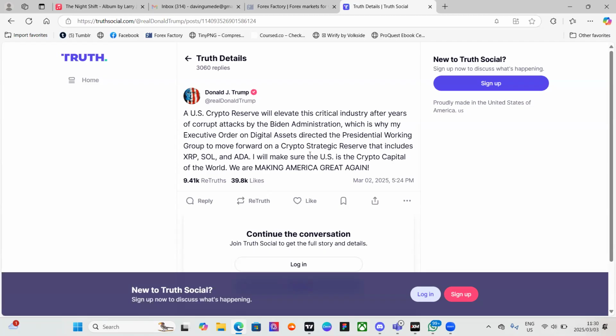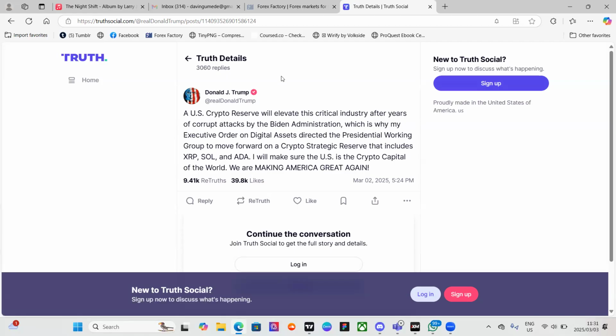So this is Truth, I presume it's more like Twitter. I'm not familiar with the platform, but based on traction, as you can see in terms of retweets and likes, this is a well-known platform within the States. So we could possibly be seeing some strategic reserve that Trump could potentially elect throughout the time.